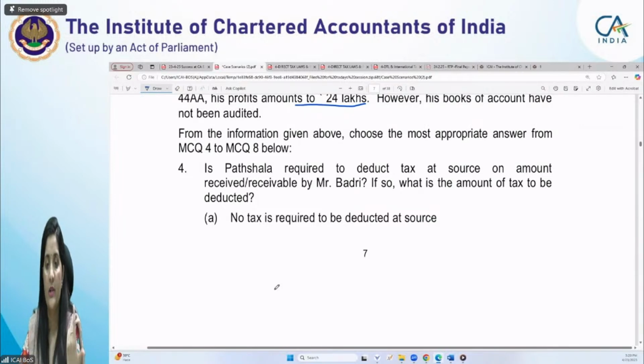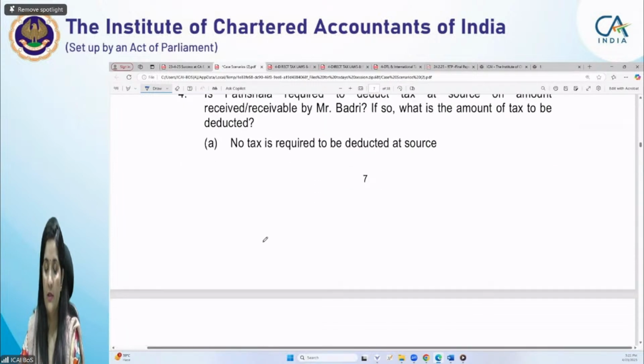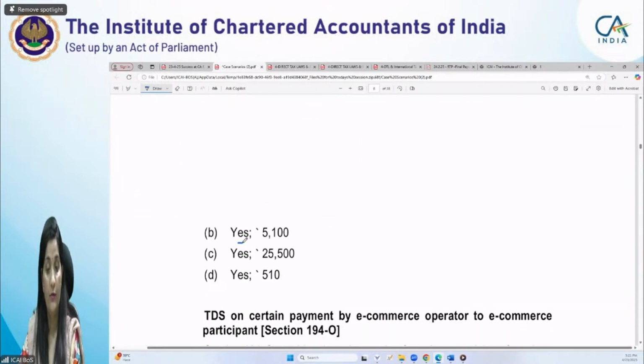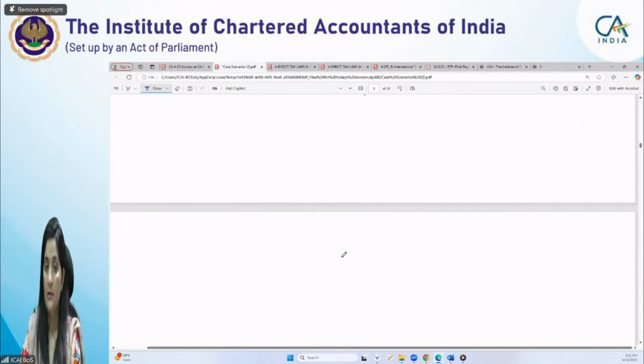Okay? So it is a platform. It's an e-commerce operator, and Mr. Badri is an e-commerce participant, right? So whether Pathshala is required to deduct tax at source, you have to go through the facts again and recall the provision again. The first option is given: no tax is required to be deducted. Then yes, 5,100. Yes, 25,500. Yes, 510. What would be the answer?